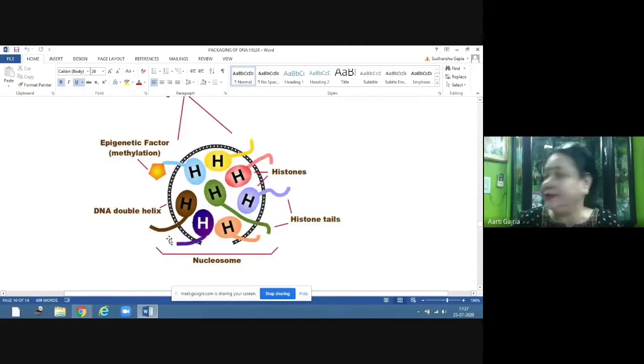This is another nucleosome, and you can find 1, 2, 3, 4, 5, 6, 7, 8 histone proteins, surrounded and wrapped by DNA. So this structure is called a nucleosome.